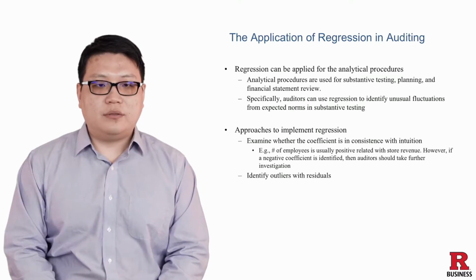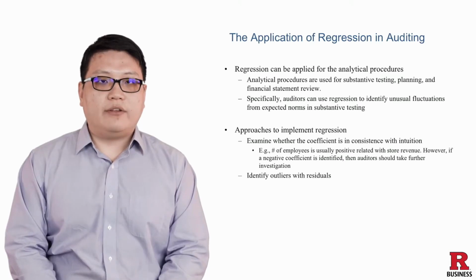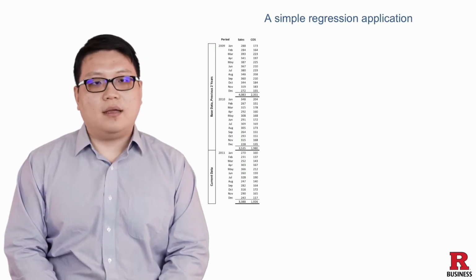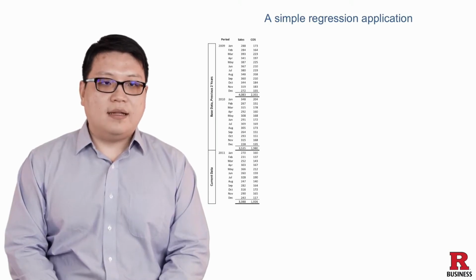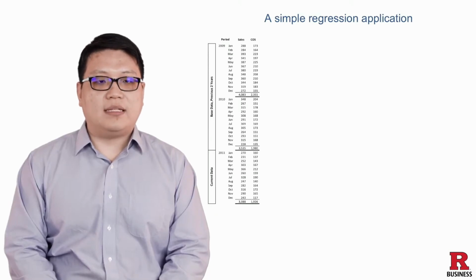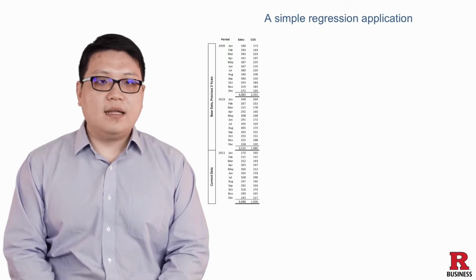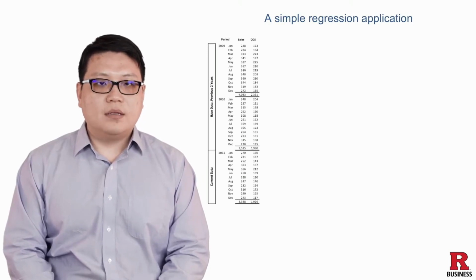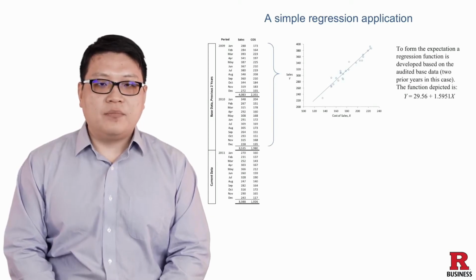The second way auditors can use regression is to identify outliers with residuals. Giving you a simple case here, what we have is data for 3 consecutive years. The period of 2009 and 2010 is the base data for the previous 2 years, and what the auditors are looking at is the current year's data, 2011. This data has 2 variables, one called sales, the other called cost. The first step is to build a base model using the previous 2 years' data.